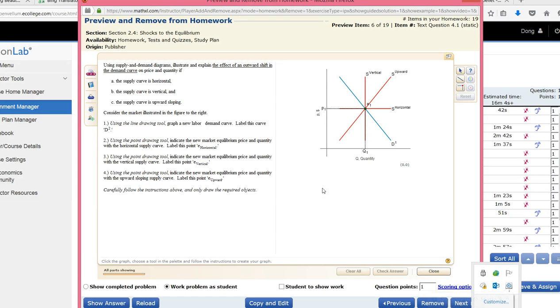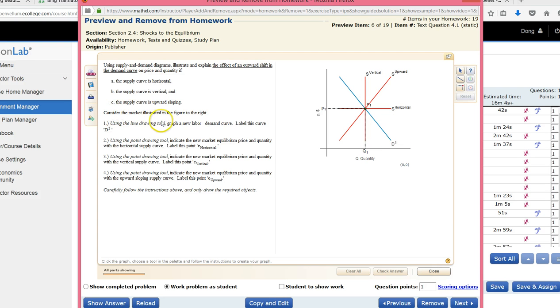This is question number 6 of homework 4 for chapter 2. Using the supply and demand diagrams, illustrate and explain the effect of an outward shift in the demand curve on price and quantity if A, the supply curve is horizontal. So that's this part basically. B, the supply curve is vertical. So it's right here. And C, the supply curve is upward sloping. So that's this part. And the demand curve is this blue line here.